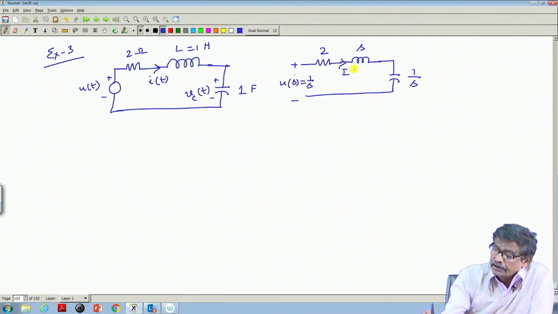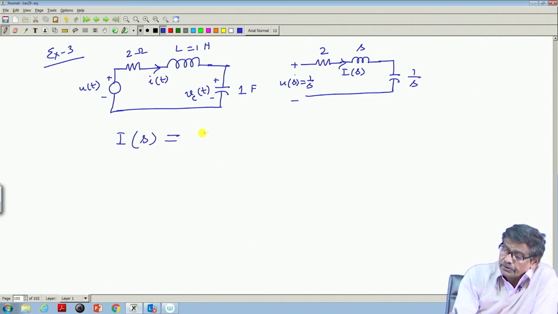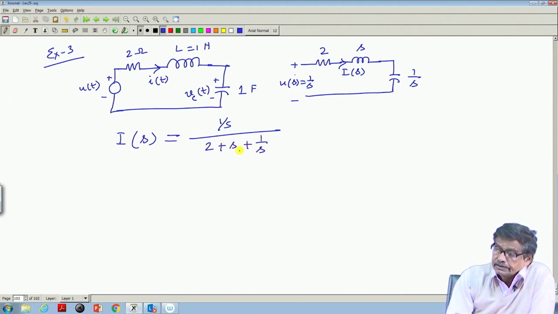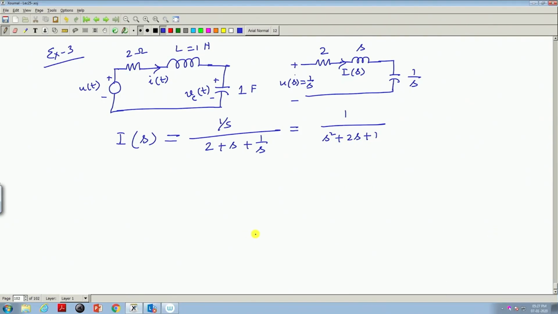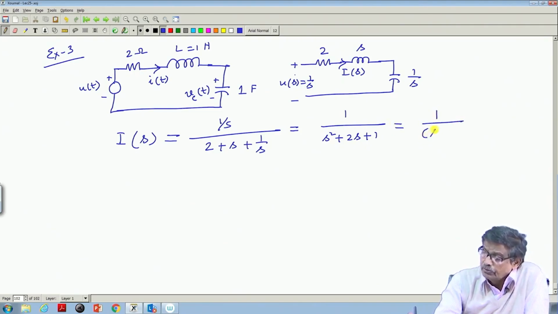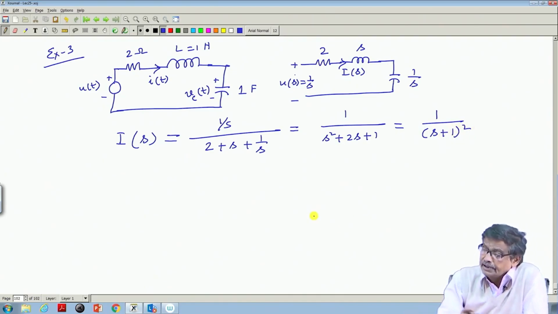Therefore, I will once again calculate I(s), this time let me go faster. So, I(s) will be equal to 1 over S, the voltage, divided by the impedance. You bring this S down, so it will be S square plus 2 S plus 1. Now, here you see this is nothing but S plus 1 whole square, isn't it? I(s) is this.